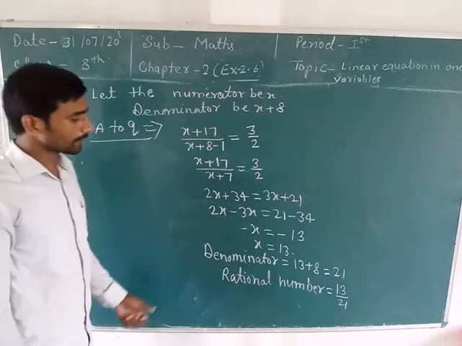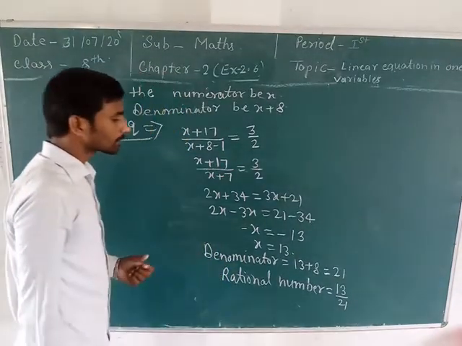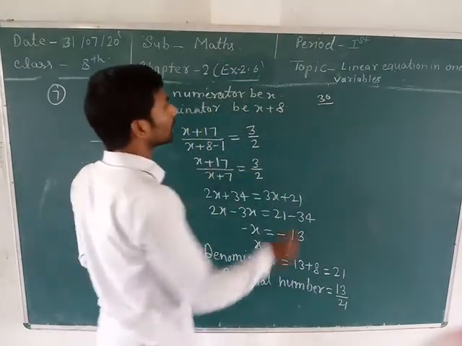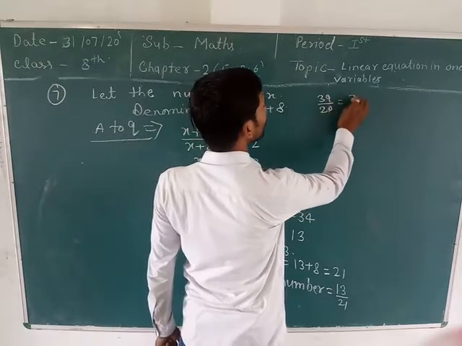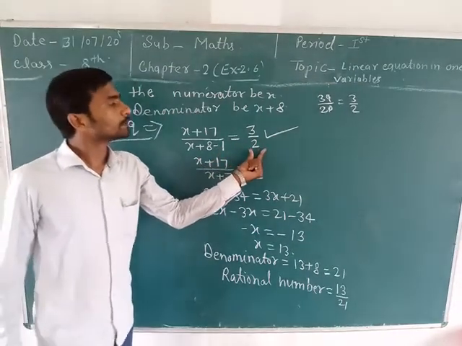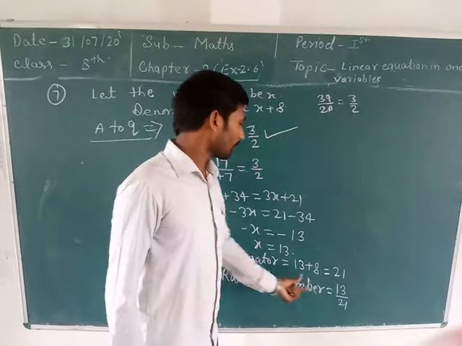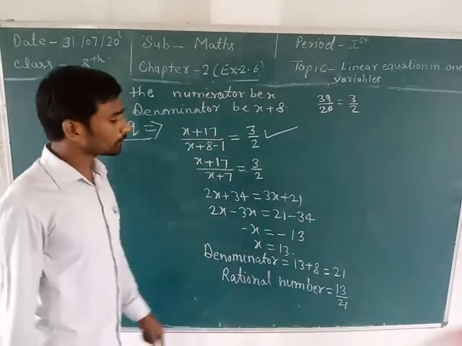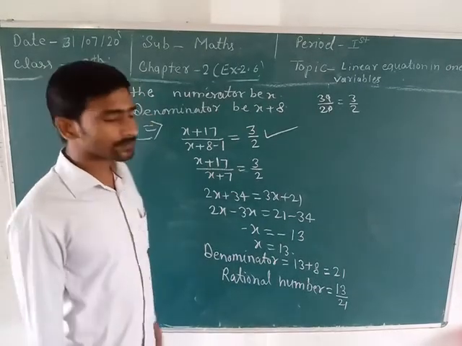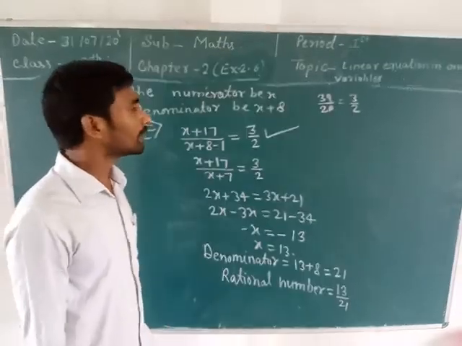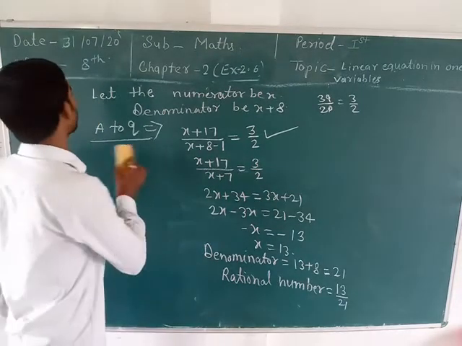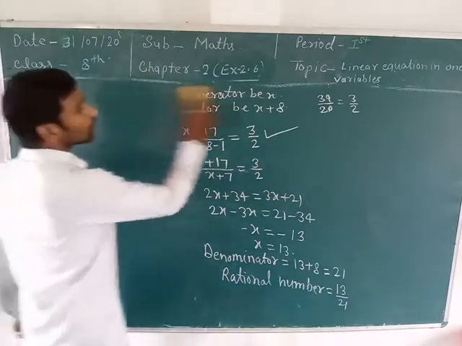But when we have any confusion in the answer, then we can check: 13 plus 17 equal to 30 and 21 minus 1 equal to 20. Then we find 30 upon 20, which is 3 upon 2. This is the given answer, so our answer is correct. Means 13 upon 21 is a rational number in which we add 17 to the numerator and subtract 1 from the denominator, then we get 3 upon 2. This is the last question of exercise 2.6.